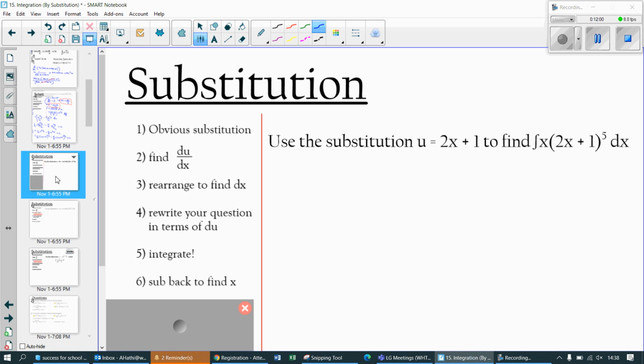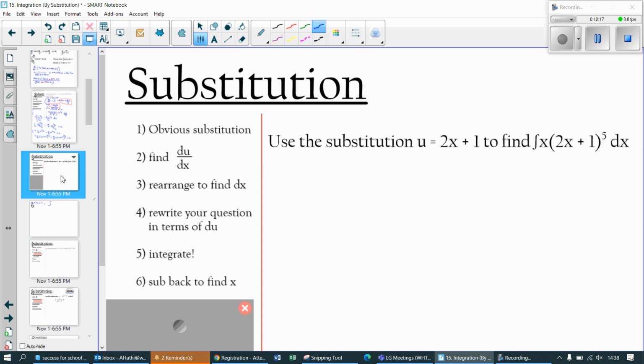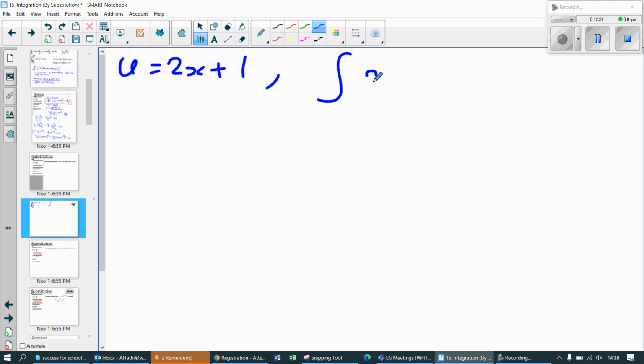So, we're using the substitution u equals 2x plus 1 to find the integral of that thing, okay? So I'm just going to write the substitution u equals 2x plus 1. And I need to find the integral of x into 2x plus 1 to the power of 5.